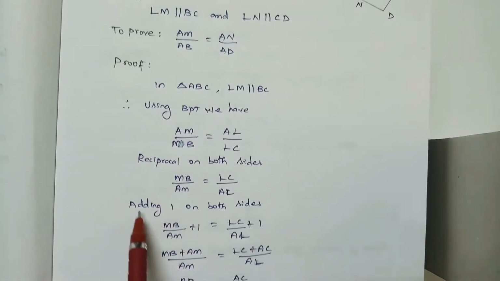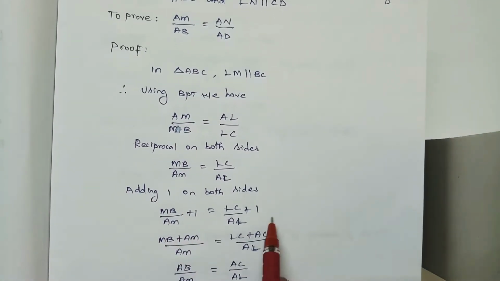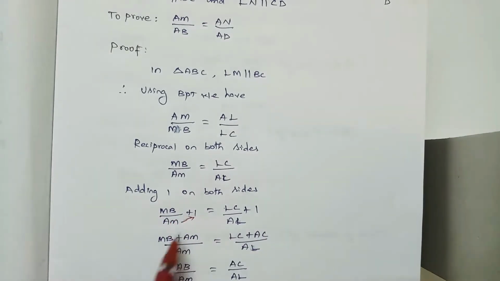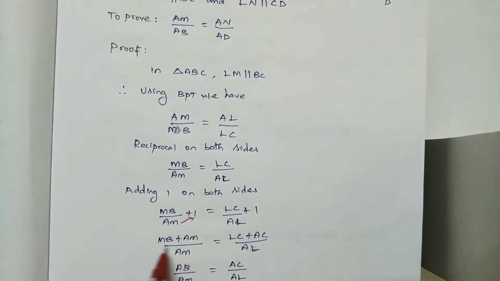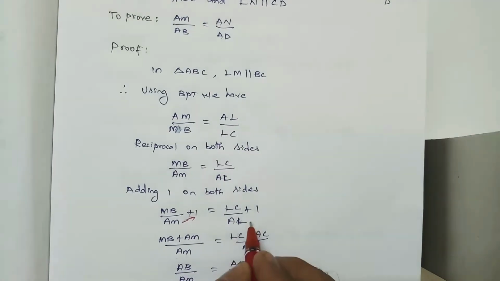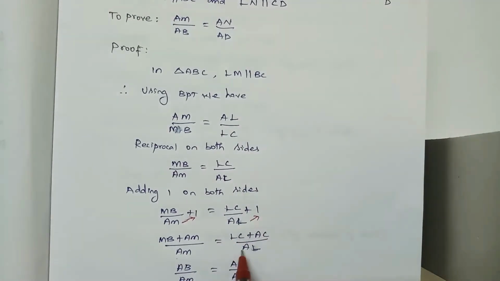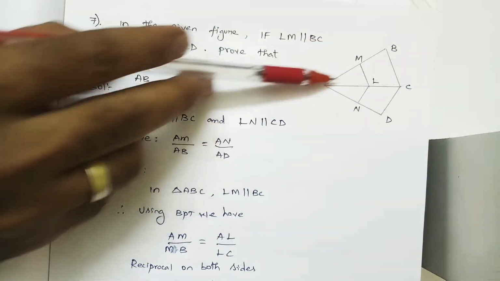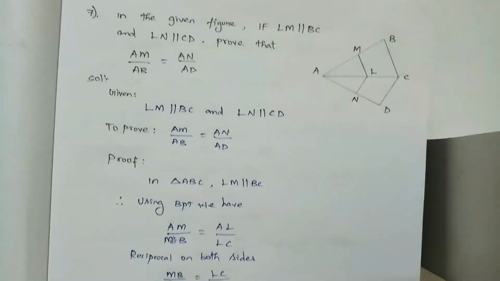Now you add 1 on both sides, right? +1, and just do the cross multiply. Then it will become (MB plus AM) divided by AM is equal to (LC plus AL) whole divided by AL, right? So MB plus AM, what is MB plus AM? MB plus AM is nothing but AB, right?